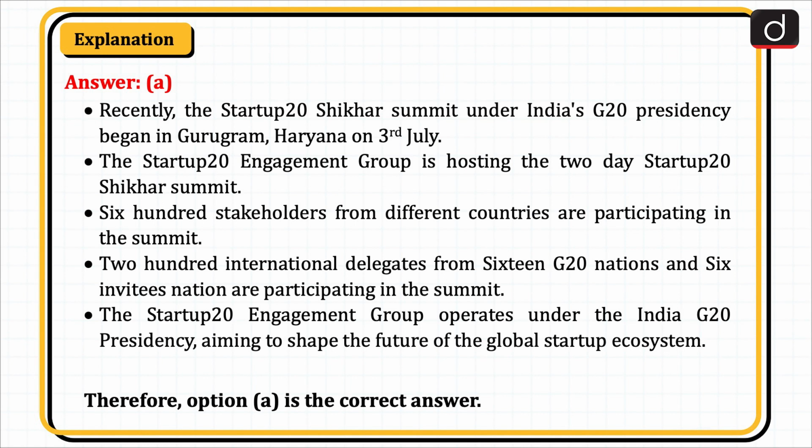600 stakeholders from different countries are participating in the summit. 200 international delegates from 16 G20 nations and 6 invitee nations are participating in the summit. The Startup 20 Engagement Group operates under the India G20 presidency, aiming to shape the future of the global startup ecosystem. Therefore, option A is the correct answer.